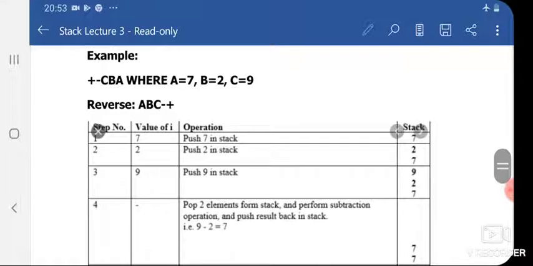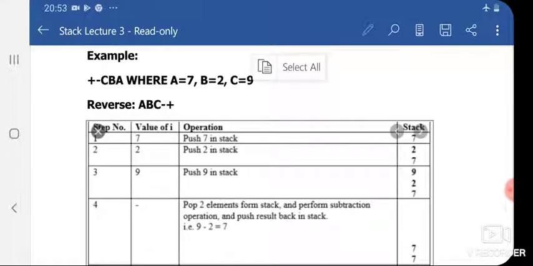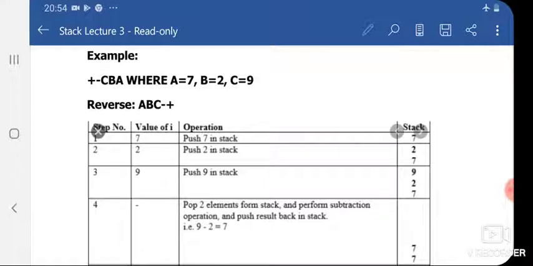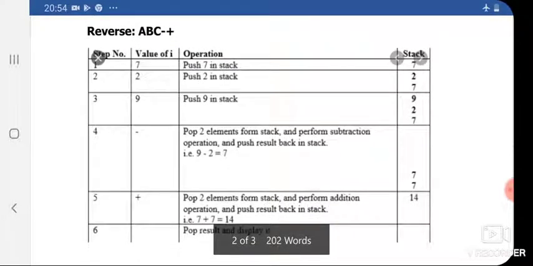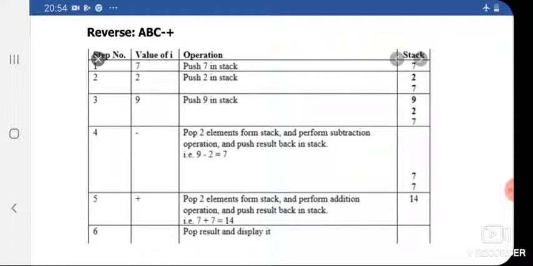Once again I repeat, we have given an example plus minus CBA, where we have given values a equal to 7, b equal to 2, c equal to 9. So as per our algorithm, first I reverse the given prefix expression, so it becomes a b c minus plus. Then I scan this expression character by character from left to right, and I follow the steps given in the algorithm.